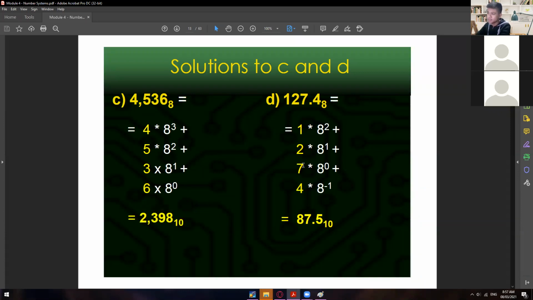Okay, and then the same with the octal with fraction part. So 1274. So starting from here, we have 0, 1, 2. So it's already here 0, 1, 2. And then starting from the decimal again, we have here -1. So just raise it to -1. And then just do the math, and then you will get this 87.5.